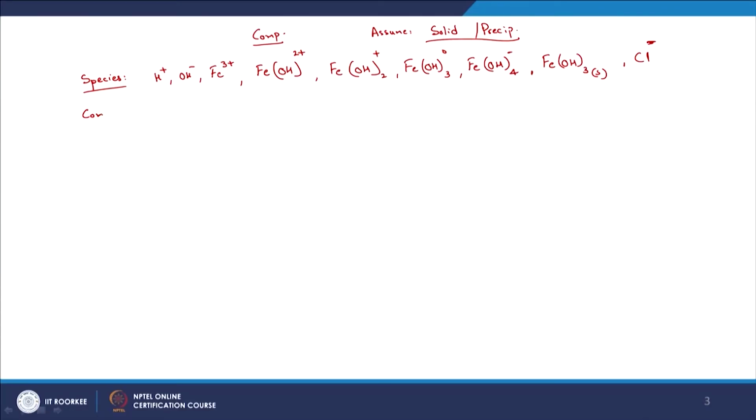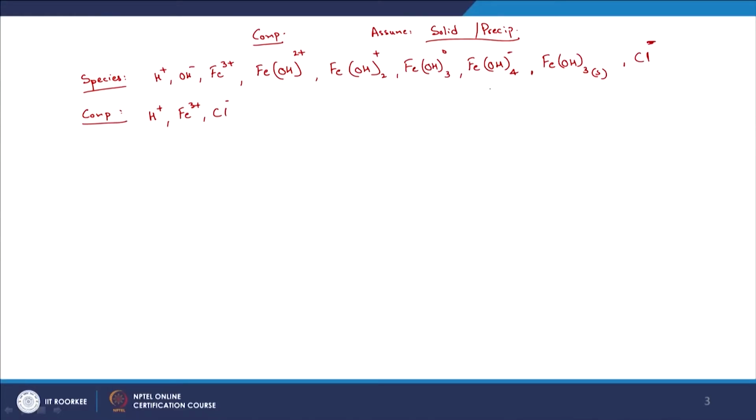So obviously, what are the components here? Usually we choose H plus, and we choose the metal, and obviously Cl minus, but I am going to neglect that later on, right. So we are done with listing the species and the relevant components, the building blocks, right. So what next?